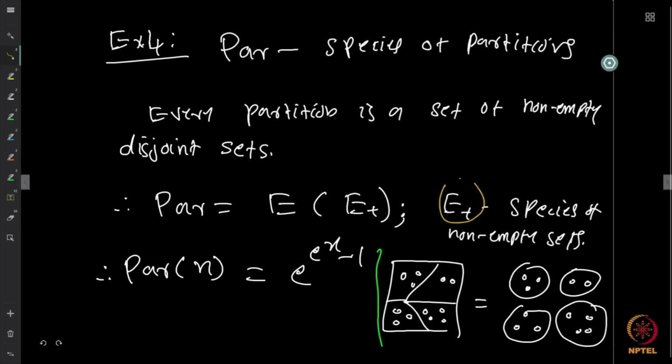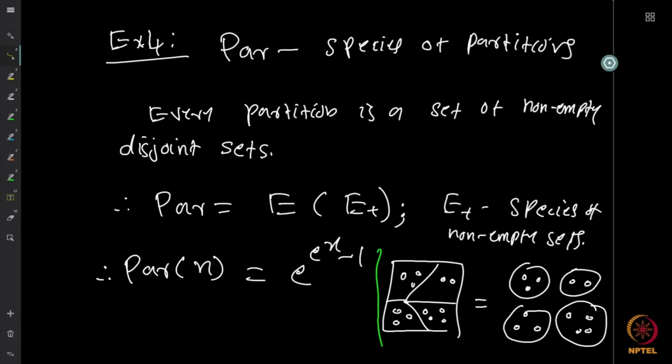Now, if you remove just the first element from E of x, the first term is going to be 1, since e raised to 0 is 1, right? The generative function for E is e raised to x. There is only one empty set, so E plus, minus the case where you're looking at the empty set, has the generative function e raised to x minus 1. And the generative function for E is e raised to x, so we get E composed with e raised to x minus 1, which is the generative function for the partition species.